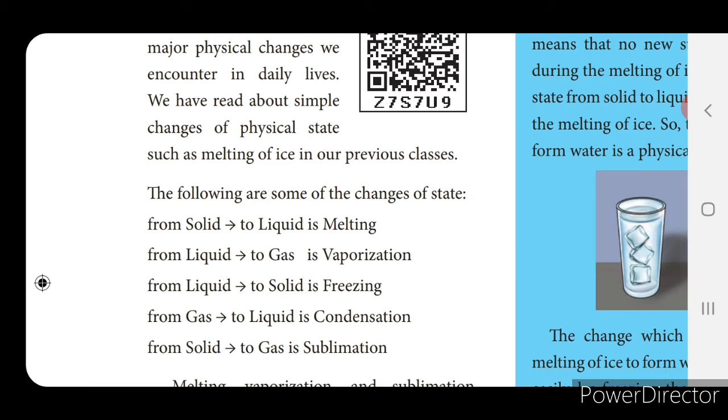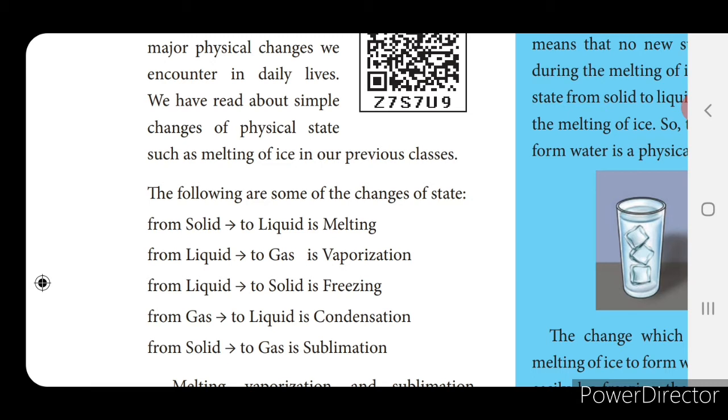Clear, children? The next one, liquid to solid. If you take water and keep it in a freezer, it is converted into an ice cube. That process is freezing. Gas to liquid, that is condensation. In a cloud, the water is present in the form of water vapor. By means of cooling, by means of condensation, it is converted into rain. That is condensation.